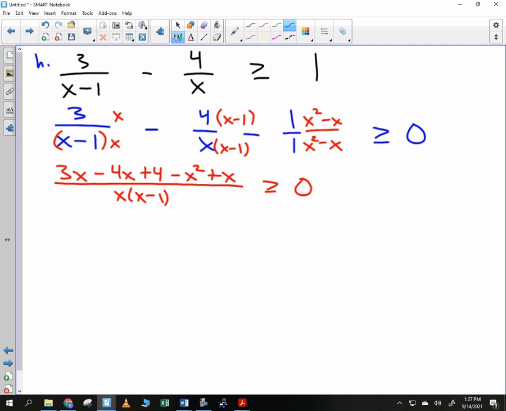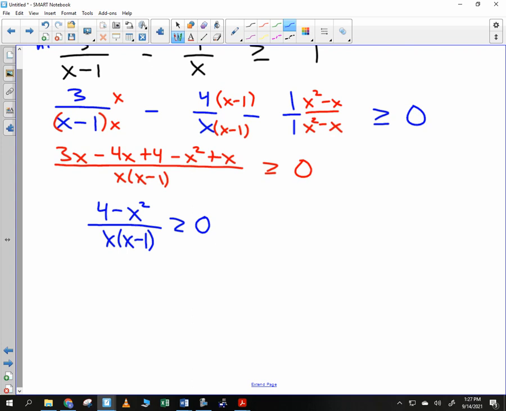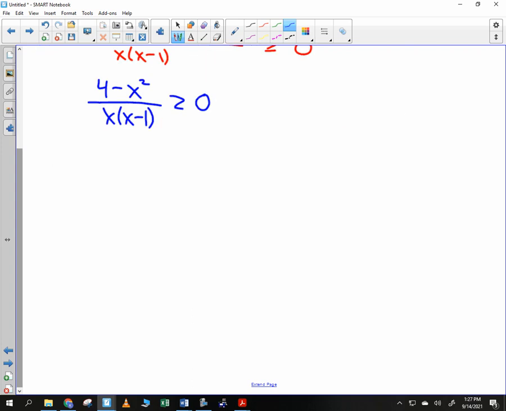If we combine our x's together, what do we get? Nothing. You're left with 4 minus x squared. You have a couple options at this point, but I would encourage you just to factor it at this point. Does the top factor? Can't we just go 2 minus x and 2 plus x? Yes, we definitely can do this.